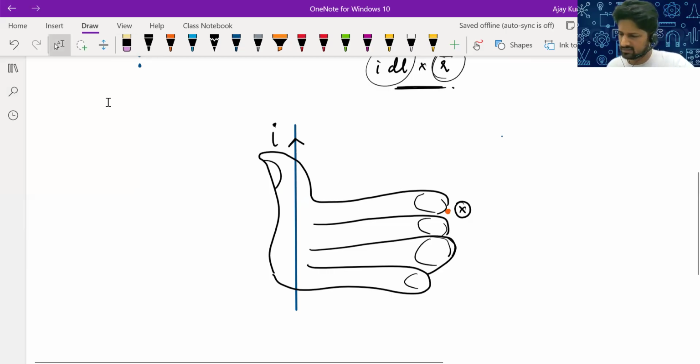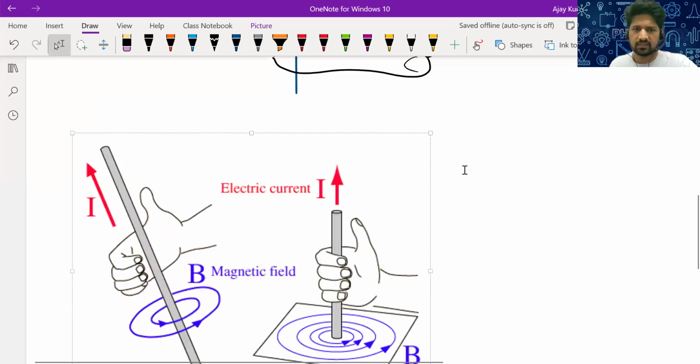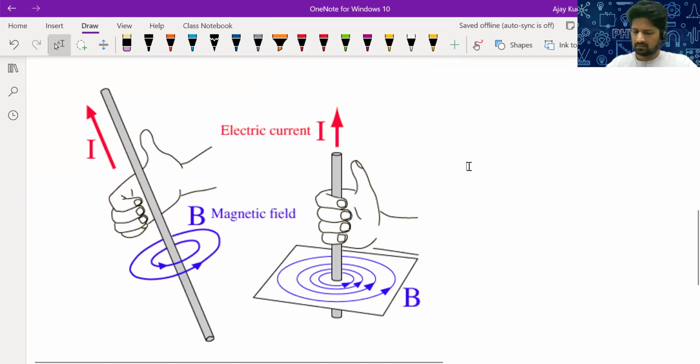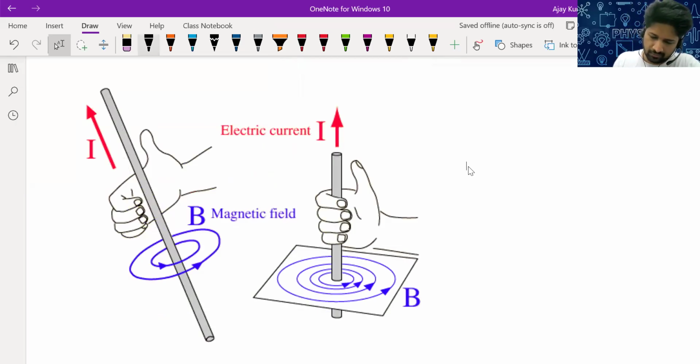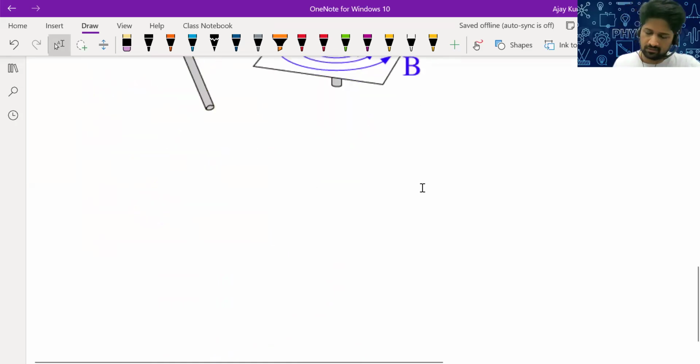Just a moment, I'll search a better image for this. Right. It's like this. So place your right hand thumb along the flow of current and then curl your fingers. The way you curl your fingers shows you the direction of magnetic field around the wire. Right.